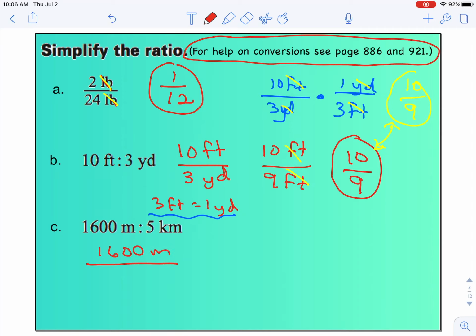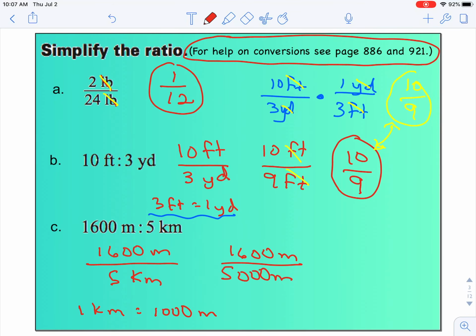So 1,600 meters compared to 5 kilometers, not the same unit. Okay, but again, I know that 1 kilometer equals 1,000 meters. So what I'm going to do is I know that 5 kilometers then would be 5,000 meters. And this is kind of intuitive and pretty simple.